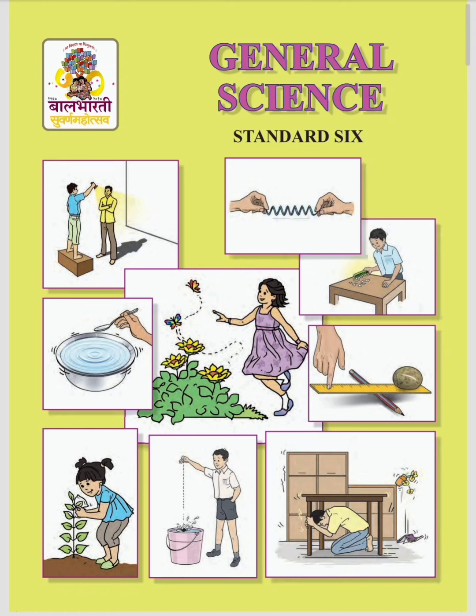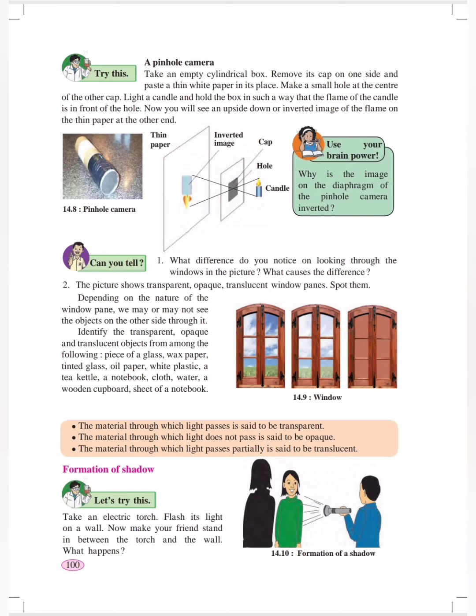Students, let's discuss the point formation of shadow from textbook page number 100. Can you see a picture of formation of shadow on the textbook page number 100? Under the point formation of shadow, what do you see in that picture? A boy is throwing some light on a girl with the help of a torch.